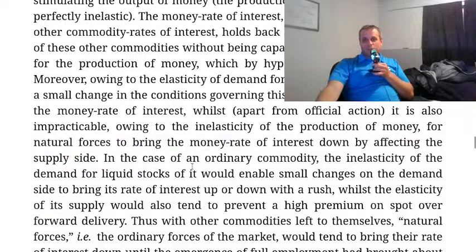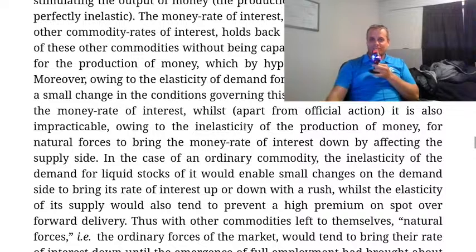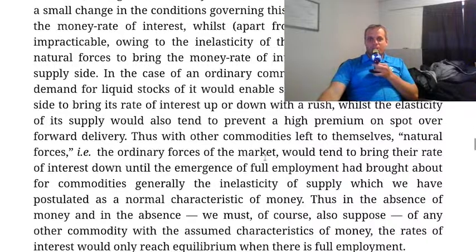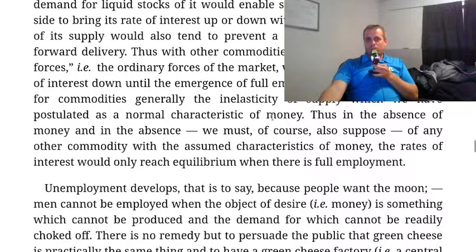In the case of an ordinary commodity, the inelasticity of the demand for liquid stocks of it would enable small changes on the demand side to bring its rate of interest up or down with a rush, whilst the elasticity of its supply would also tend to prevent a high premium on the spot over forward delivery. Thus, with other commodities left to themselves, natural forces, i.e. the ordinary forces of the market, would tend to bring their rate of interest down until the emergence of full employment had brought about for commodities generally the inelasticity of supply which we have postulated as the normal characteristic of money.